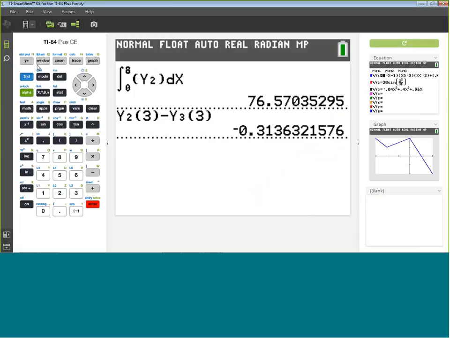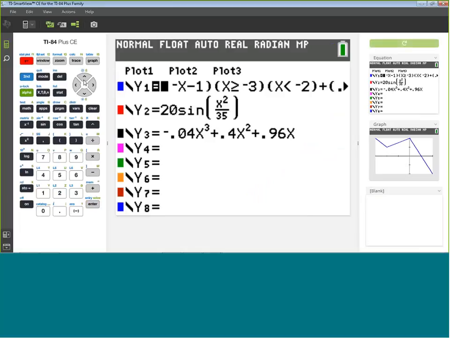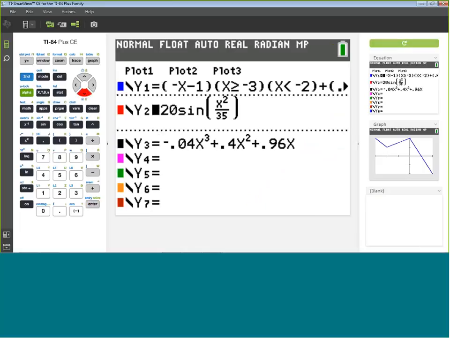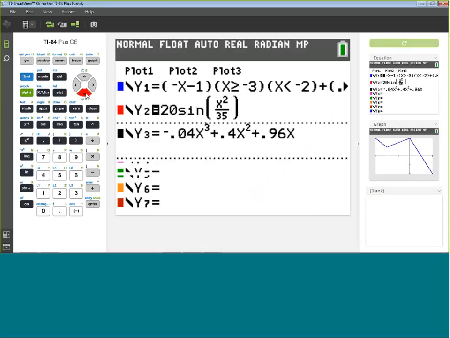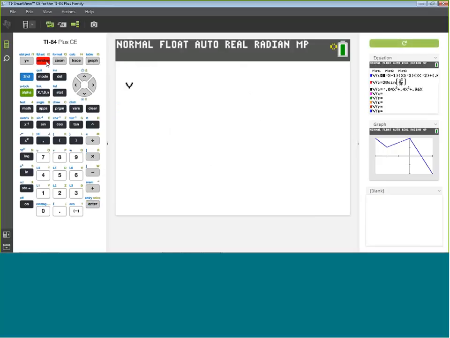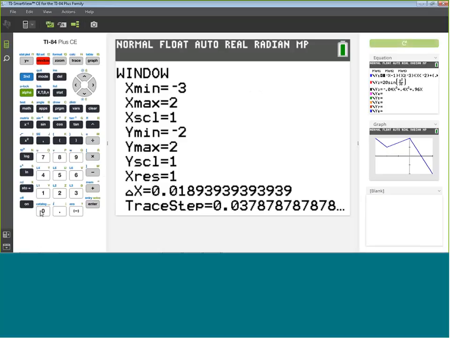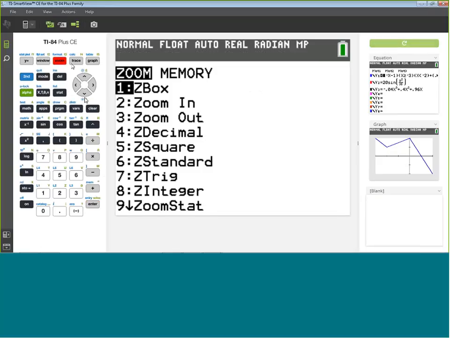TI-84, I already have my 2 equations typed in. So I'm going to go ahead and make them active by making sure that equal sign is selected for both of them. And I need to manipulate the window a little bit because our window setting for time was between 0 and 8. So I'm going to choose 0, and then I'm going to choose 8 for the maximum value. And one of the great features on the Nspire and on the 84 is once we type in the domain, which is 0, 8, the calculator can automatically figure out these range values, which is really nice. To do that, we just press Zoom, and we are going to choose Zoom Fit.